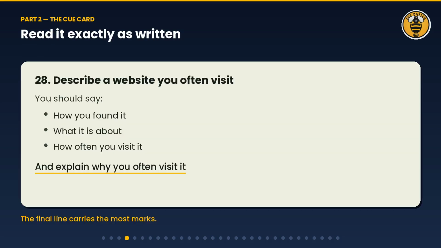Here is the card exactly as it was given. Describe a website you often visit. You should say how you found it, what it is about, and how often you visit it, and explain why you often visit it. Notice that last line. It is separated from the others for a reason.